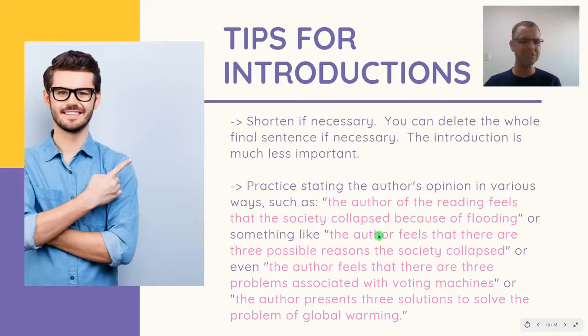Of course, in this case, you're saying something like, the author feels that there are 3 possible reasons the society collapsed. Can you see the difference? Practice with that, because a lot of students kind of struggle in this line.